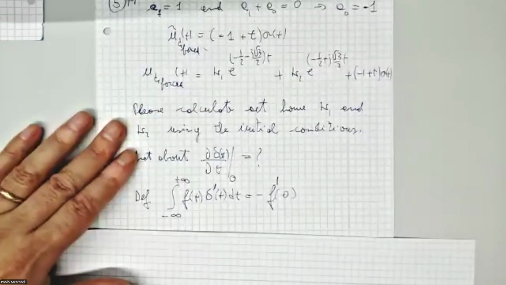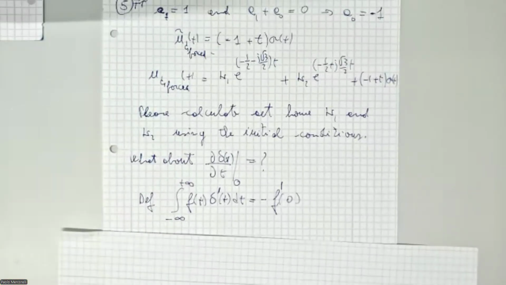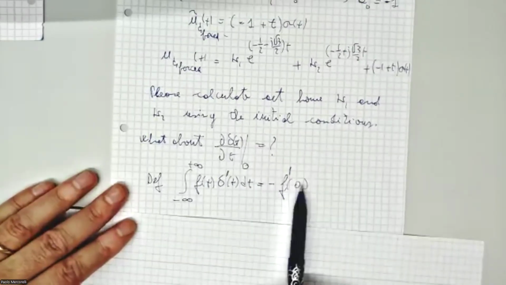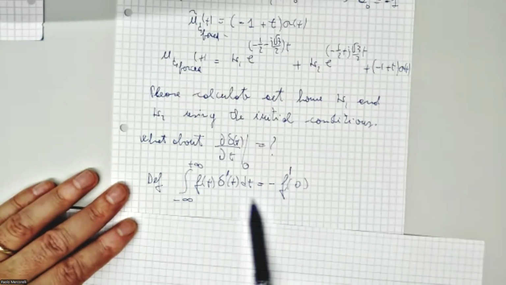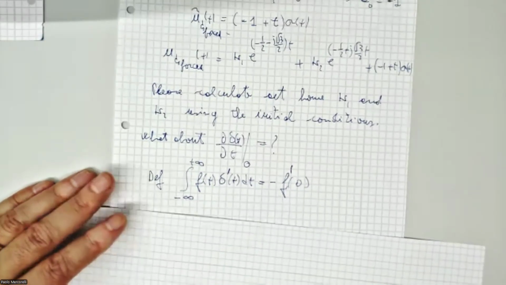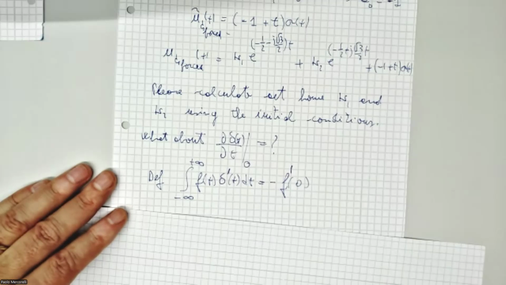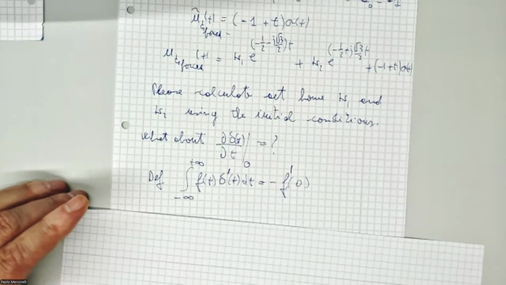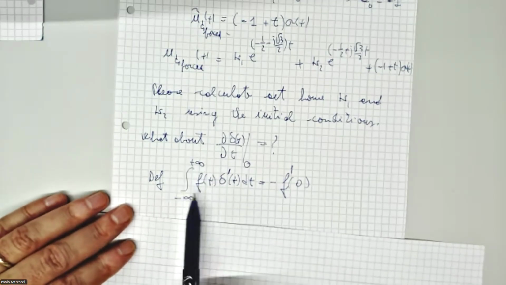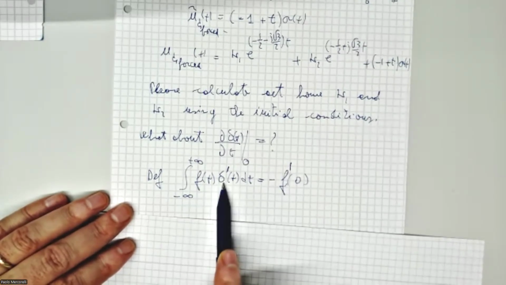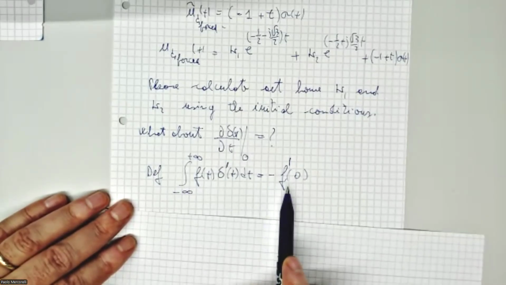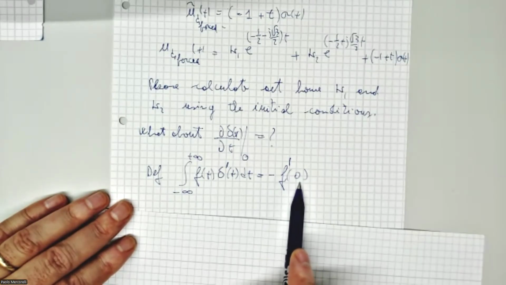A few words about the derivative of delta. We come back to this. This is not a function, it's a distribution, which is defined. It's extremely abstract, but we come back to this. The integral of f of t multiplied by the derivative of delta equals minus the derivative of f calculated at 0.